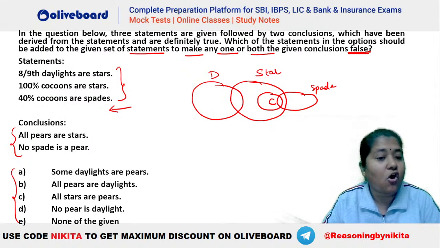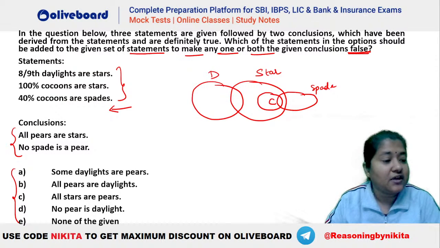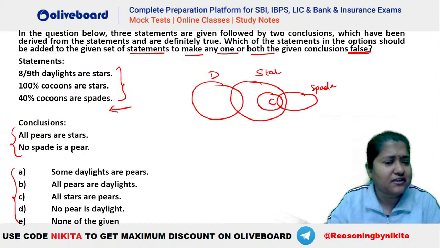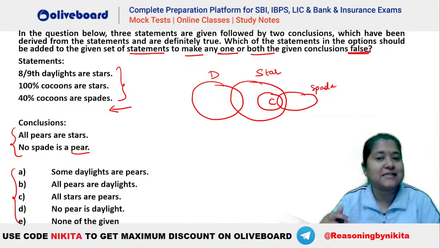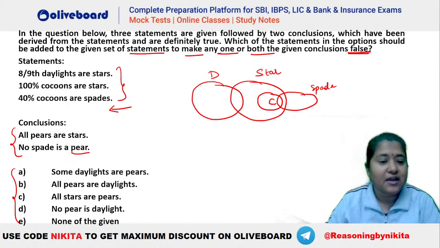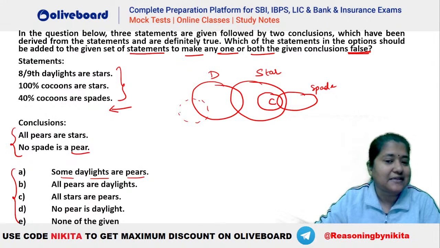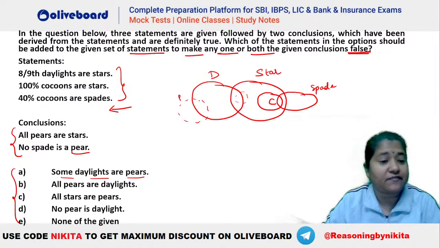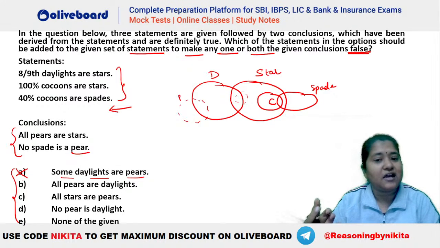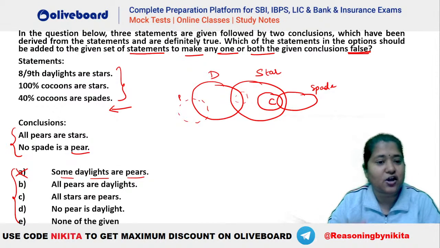Now the two conclusions are all pears are star and no spade is pear. Now you can get confused about where we are getting this pear from. This pear will come from the statement that you are going to add here, isn't it? Now let's say we add the first statement, some daylights are pear. So if we have some daylights are pear, you can see all pears are star. That is a possibility, so not definitely false, right? Pear could have been here also. We could have taken pear here, right? So that means it's a possibility, not definitely false. No spade is pear. Again, you can see no spade is pear is also a possibility. That means adding the first one, none of them is becoming definitely false here. Okay, so not the right answer.